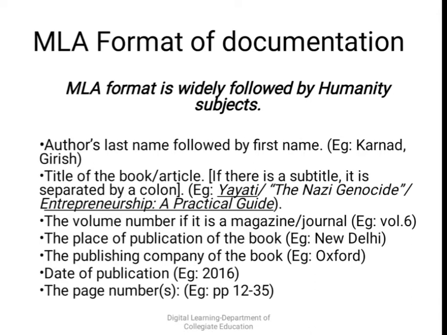Then the next entry is the date of publication. Example, you will write 2016 or whatever year the book is published. Then the page numbers if it is an article. Example, you write in small letters pp., then the page number of the start of that article, then where that article ends. So that is how you enter in a bibliography. Just to sum up: author's name, title, place of publication, publisher, and year of publication.